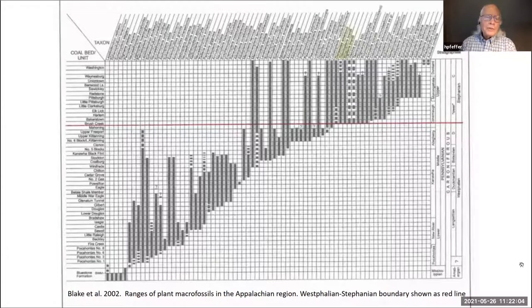This is the chart we published in 2002 for the ranges of macrofossils in the Appalachian region. With the red line, I have indicated what we consider the Westphalian-Stephanian boundary in the old sense. It's marked principally by three species, Odontopteris bradyi, Sigillaria bradyi, and one species that is particular to this basin and doesn't occur elsewhere, Danaeites emersoni. You notice that there is another horizon that could be identified in the higher beds, but it's very difficult to subdivide the higher part of the section due to the facies development. Next slide, please.